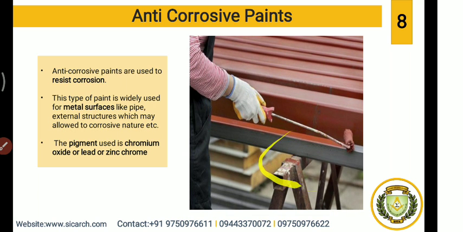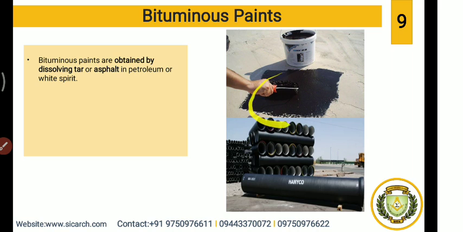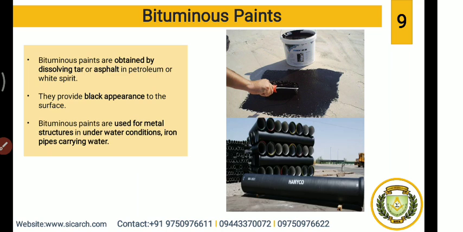So this is how aluminium paints are applied. You can use any roller to apply the aluminium paints. Next is bituminous paint. Bituminous paints are obtained by dissolving tar or asphalt in petroleum or white spirit. That's why bituminous paint looks black in color. This provides a black appearance to the surface. Bituminous paint is used for metal surfaces under water conditions, like heavy iron pipes which are used to carry water.